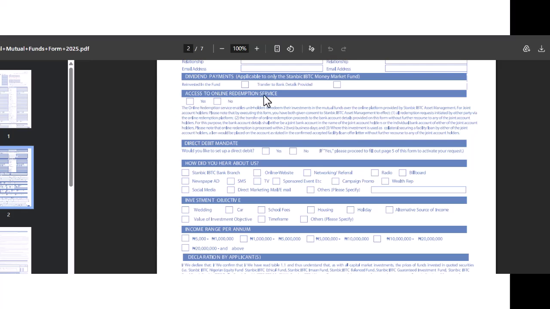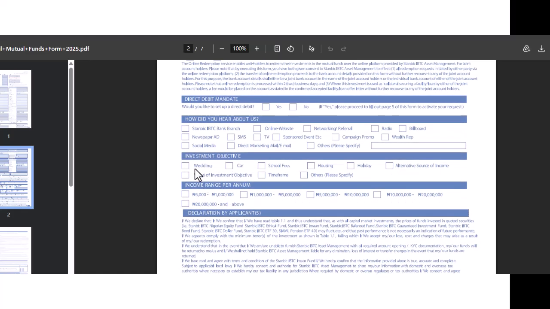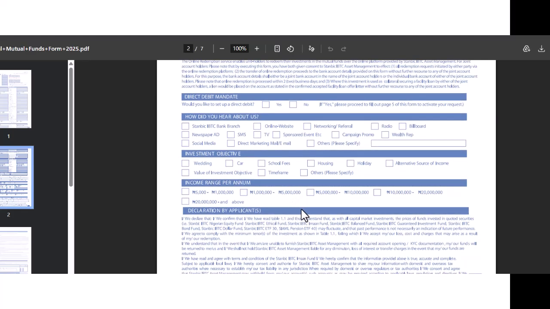So access to online redemption service. Yes, you can choose yes. Where did you hear about us? So you can select how you heard about them, social media or something like that. Investment objective, probably for wedding, car, school, housing, holiday, alternative source of income. Others, please specify time frame, value of investment objective. So you can select one that works for you. Income range per annum, how much you earn per year. So you can select that.